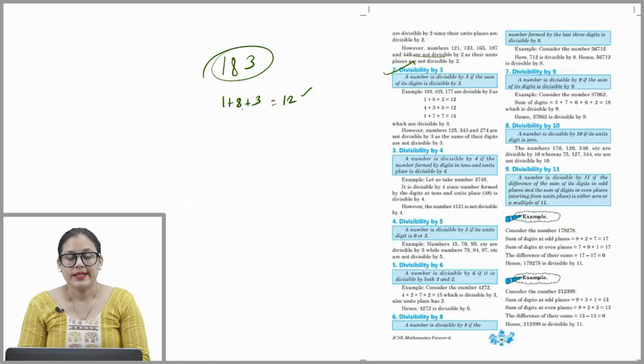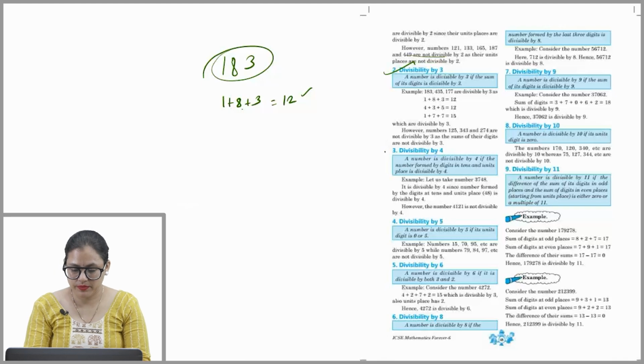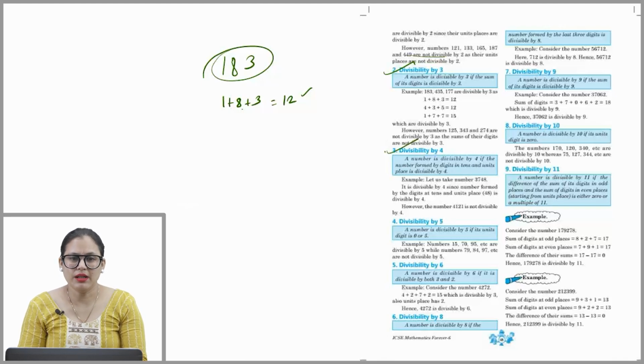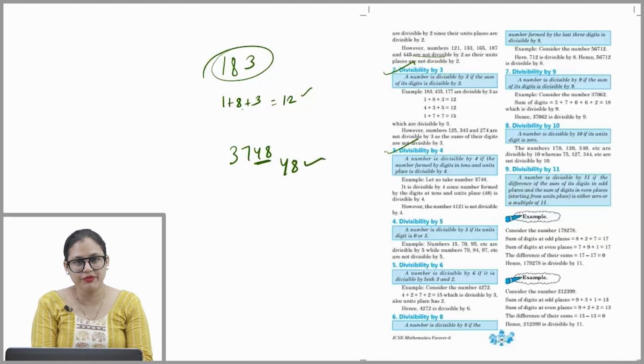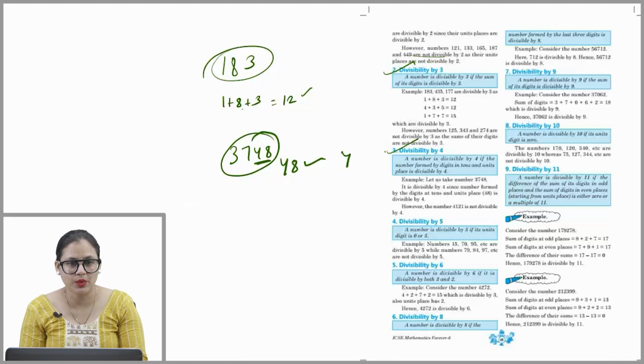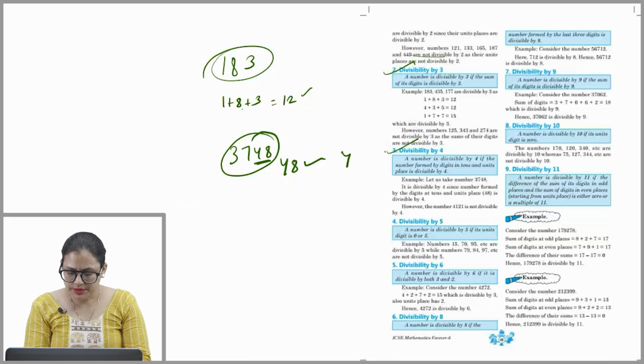Divisibility by 4. A number is divisible by 4 if the number formed by the digits in the tens and units place is divisible by 4. That is, the first two digits from the right. For example, in this number, the digits at the units and tens place make 48. 48 is divisible by 4. That means this whole number is also divisible by 4. However, here is a number which is not divisible by 4.